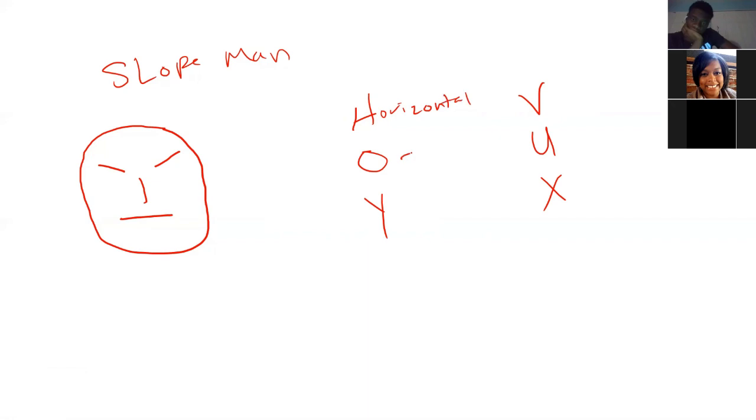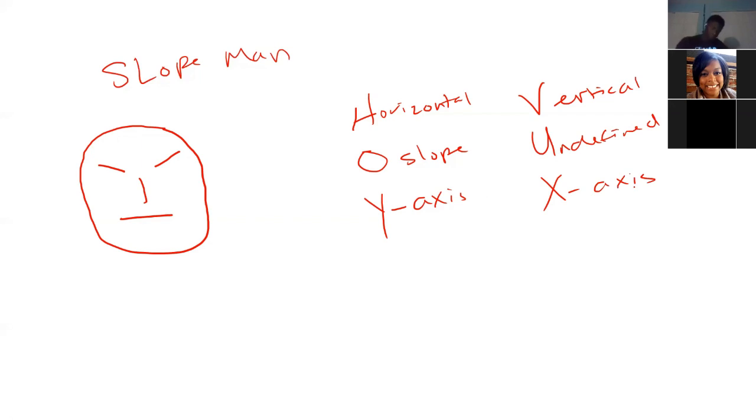have 0 slope, and it goes through the y-axis. Vertical are undefined and go through the x-axis. So there'll be y equals and x equals, but HOY VUX. Remember when you were in 8th grade and everything was so lame and cheesy. But yeah, so just some little tidbits on slope.